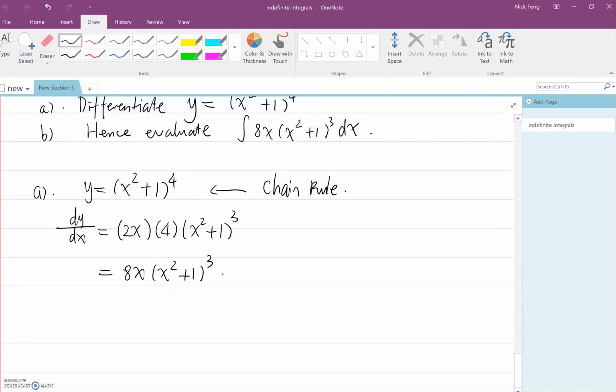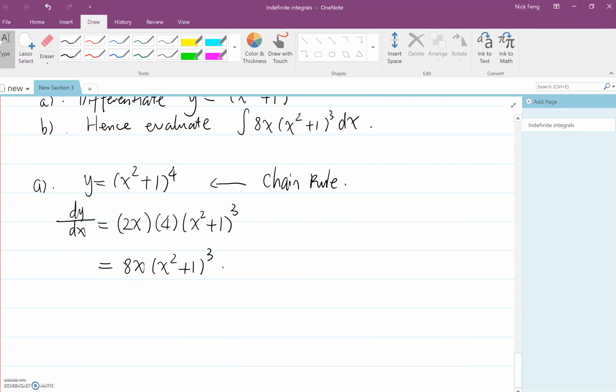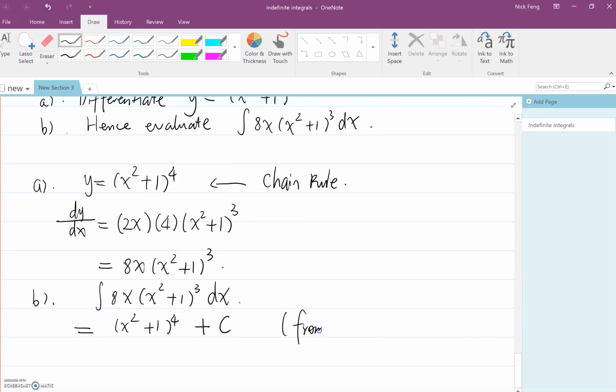So what does that mean? That means you go one step forward, now you take the step backward. Of course, you end up with the original position. So secondly, if you're integrating 8x times x squared plus 1 to the power 3 dx, that will simply give us x squared plus 1 to the power 4. But don't forget the plus c because it's an indefinite integral, and this is basically from part A.